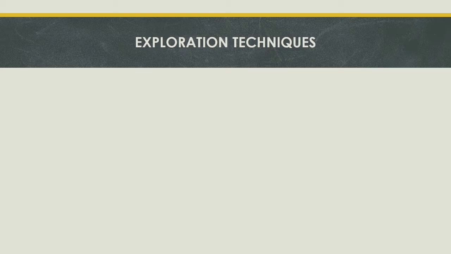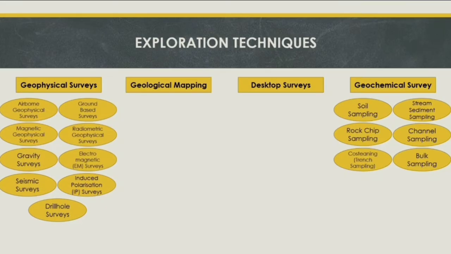There are 4 types of exploration techniques, including geophysical surveys, geological mapping, desktop surveys, and geochemical survey. Under geophysical surveys are airborne geophysical surveys, ground-based surveys, magnetic geophysical surveys, radiometric geophysical surveys, gravity surveys, electromagnetic surveys, seismic surveys, induced polarization surveys, and drill hole surveys. Under geochemical survey are soil sampling, stream sediment sampling, rock chip sampling, channel sampling, costean or trench sampling, and bulk sampling.